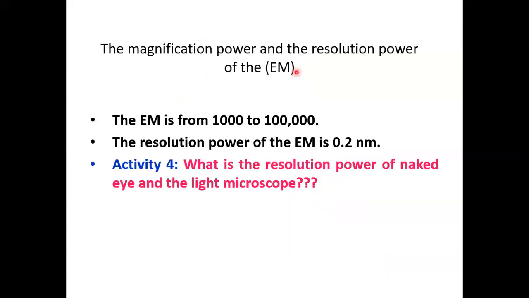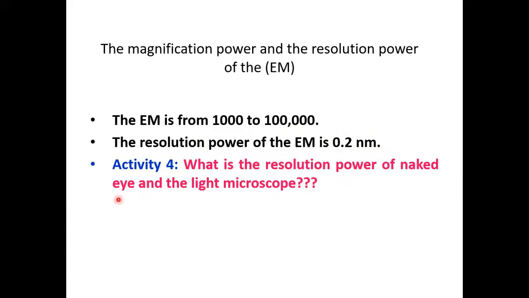Magnification power and resolution power of the EM, or electron microscope, from 1,000 to 100,000, compared with the 1,000 magnification of the light microscope. So it has enormous magnification power reaching 100,000 magnification. Resolution power is 0.2 nanometer, 0.2 nanometer.